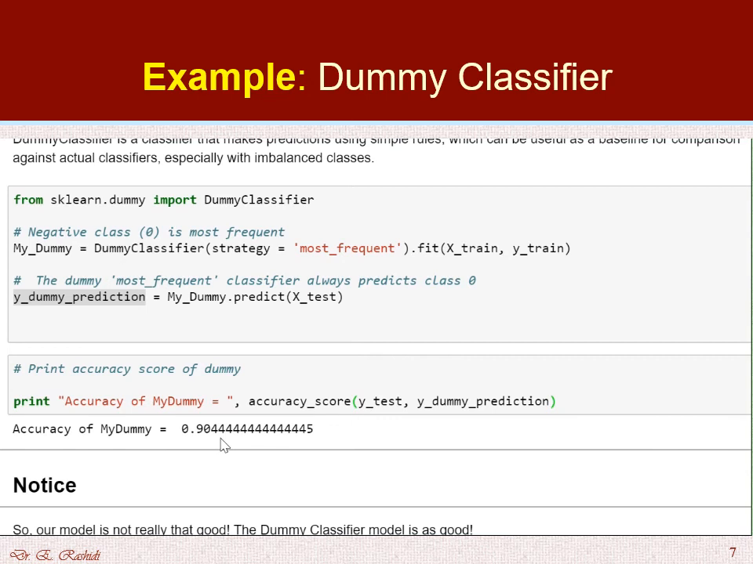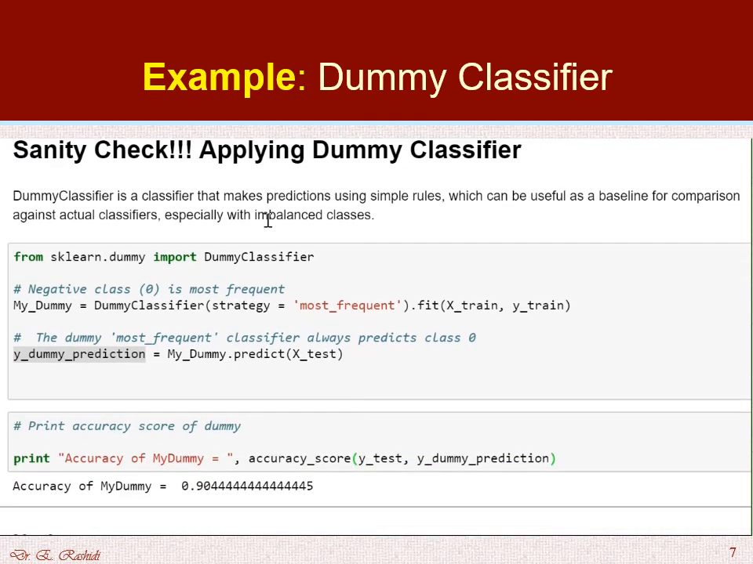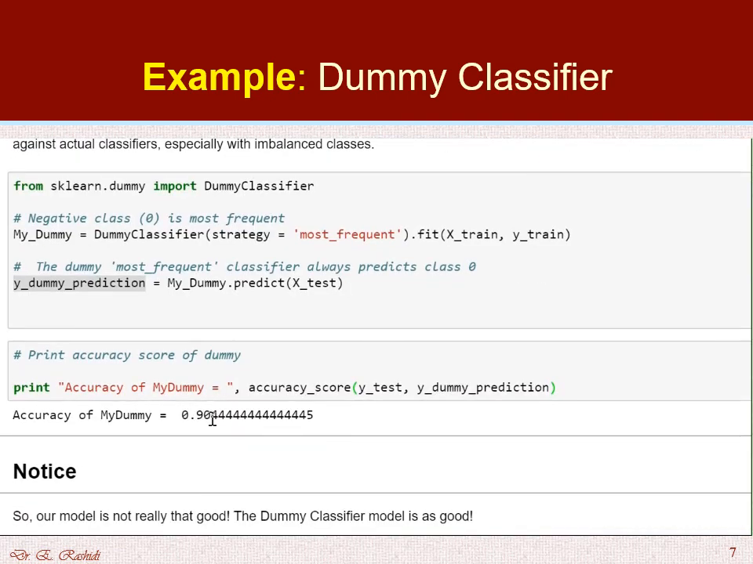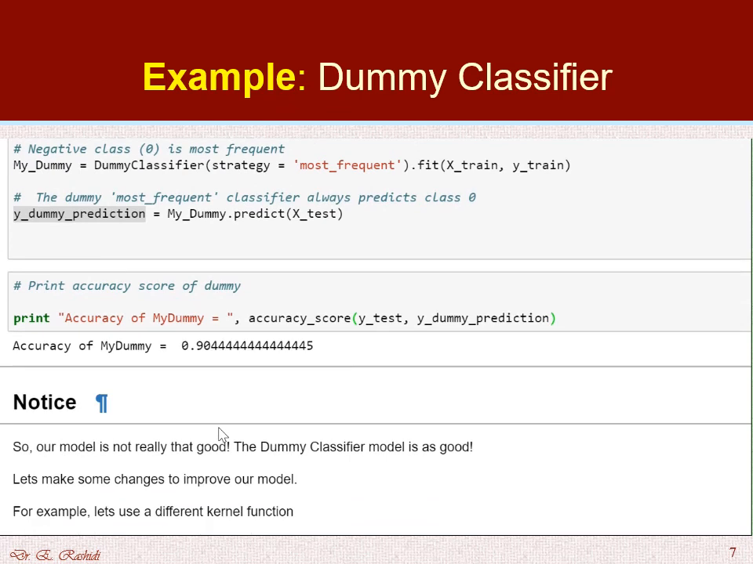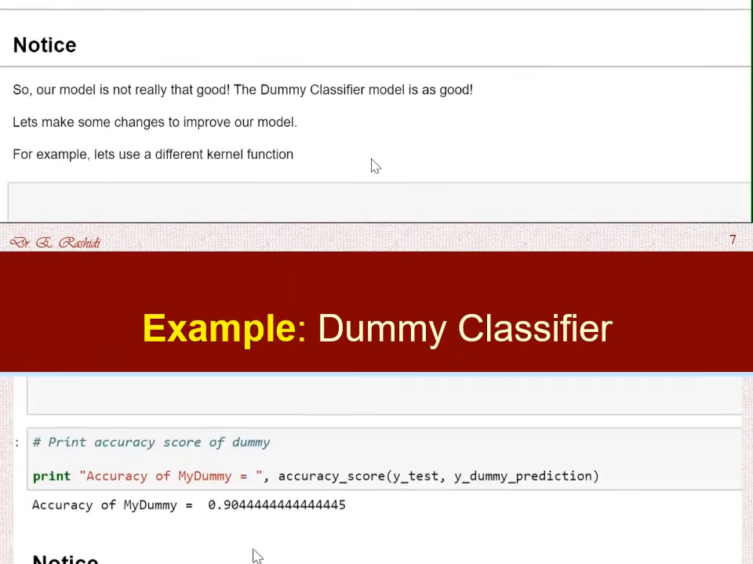So the accuracy score for the dummy classifier with the majority, or most frequent, strategy is about 90%, which is almost similar to what we have. Ours is about 91%, less than 91%, and this is about 90%. So as you see, it's close. This means that our model is not really that good, because the dummy classifier performs as well as our model.